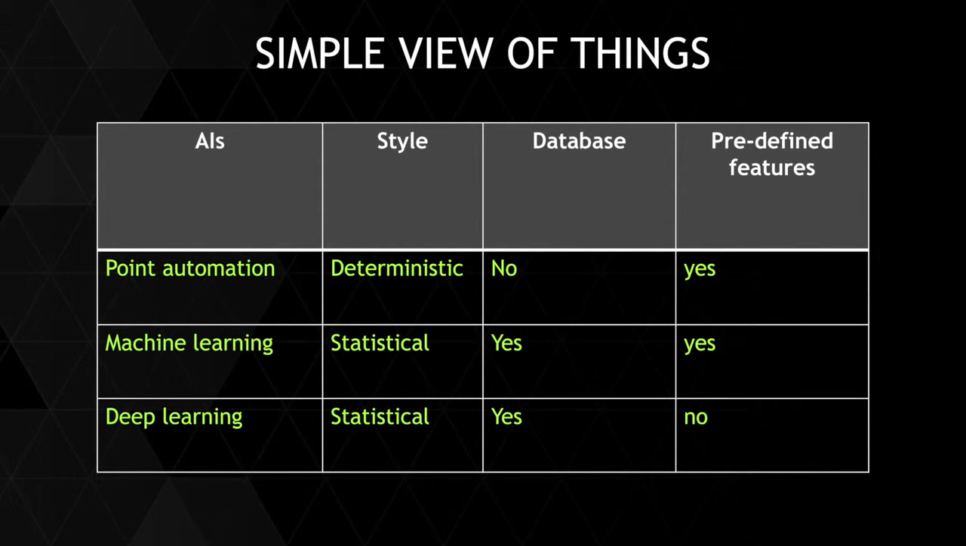For a machine learning way of doing things, the style is statistical. It's not deterministic. And we do involve database because you want to learn something, you have to learn from experience, of course. And in the machine learning category, we have predefined features. And that differentiates between machine learning and deep learning. In deep learning, it's all the same, except there's no predefined features.